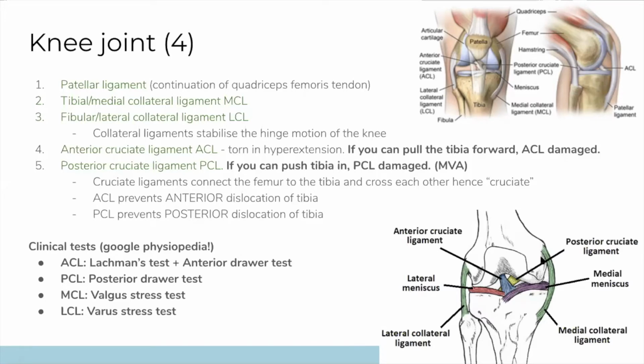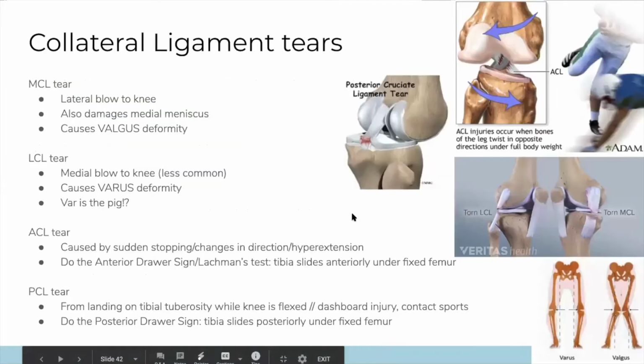Yeah, basically. So ACL, it's anterior, so it prevents anterior dislocation of the tibia, as you can see here. So it prevents the tibia from being pushed too forward over here because it's holding it back. Whereas the PCL, which you can't really see, prevents posterior dislocation of the tibia. So yeah, that's it. Clinical tests that you can Google in your own time, which are pretty interesting.